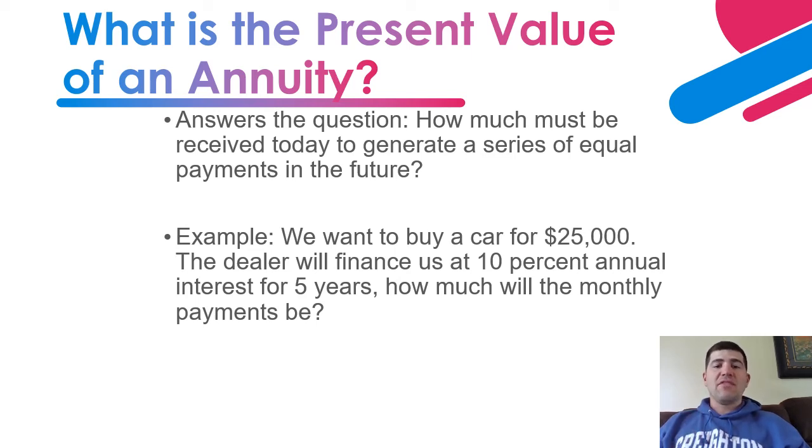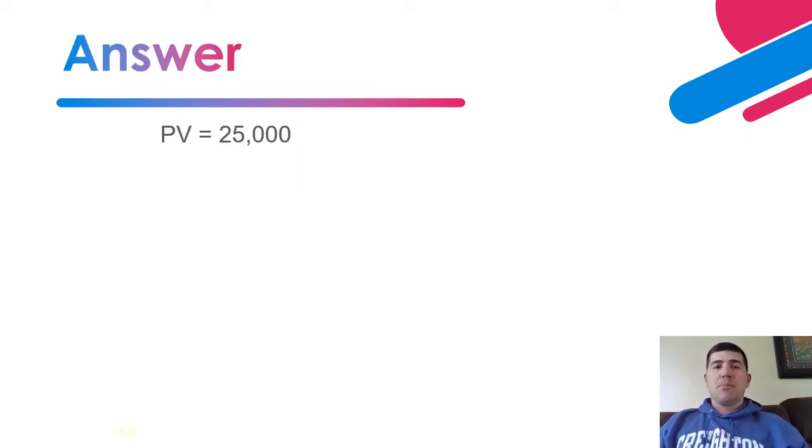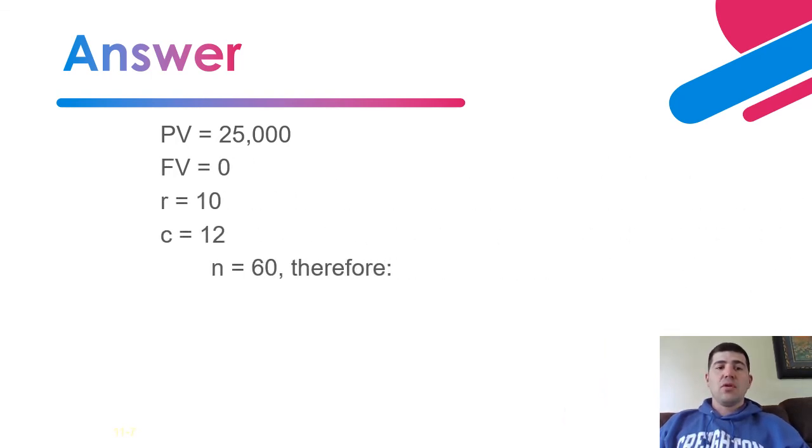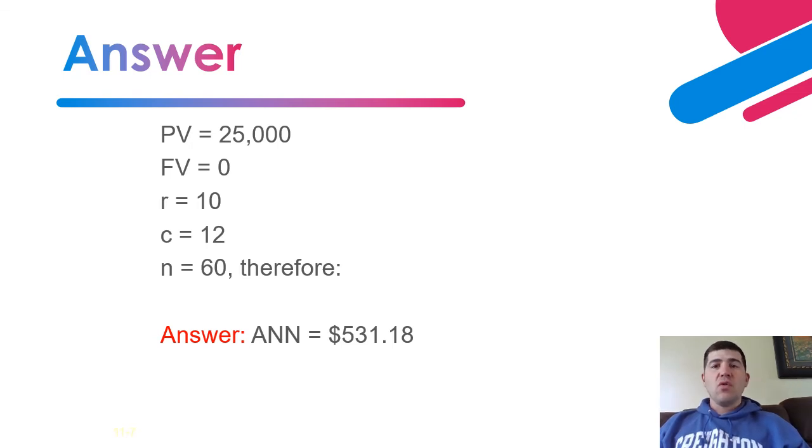If we buy a car for $25,000 and the dealer wants to finance us at 10% for 5 years, how much is our monthly payment going to be? So we know that our present value of that is $25,000. We know that the future value of it is going to be 0. We know what our annual interest rate is at 10%. We know the number of compoundings is 12. And because it's going to be monthly payments, we know it's going to be 60 payments. So we can solve for the annuity there. What is our monthly payment?